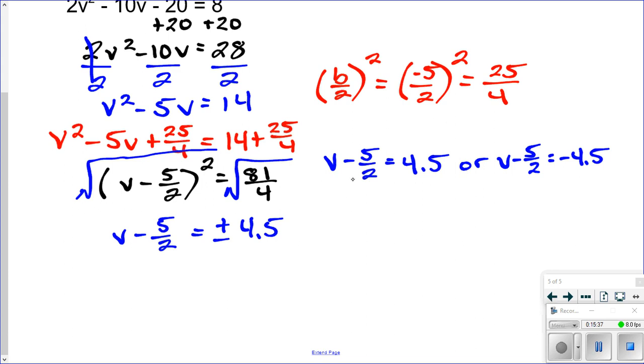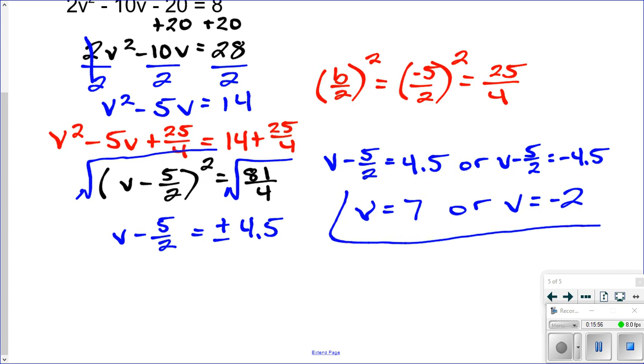Solve both of these by adding 5 halves to both sides. So for this one, your solution will come out to v equals 7. Add 5 halves to negative 4.5, and you'll get v equal to negative 2. And again, you can plug those in and check them, especially if you have a test and you have extra time. I would recommend you do that.